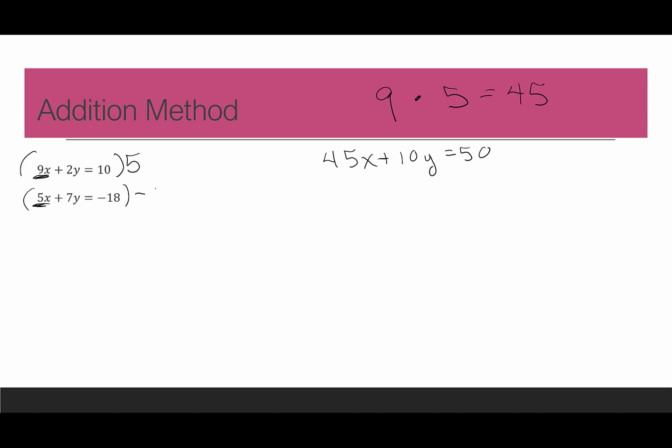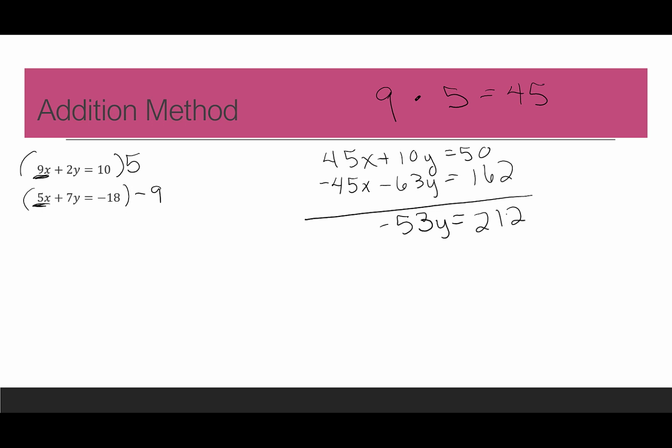I'm going to multiply the second line by a negative 9. That way I get my 45, but it's negative. So negative 9 times 5 is negative 45x. Negative 9 times 7 is a negative 63y. And then negative 18 times negative 9 is now a positive 162. Add those together. The 45's cancel. 10 and negative 63 is negative 53y. And then 50 and 162 is 212.